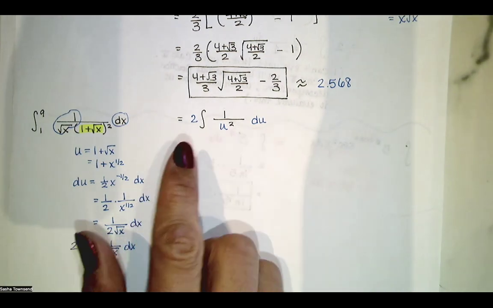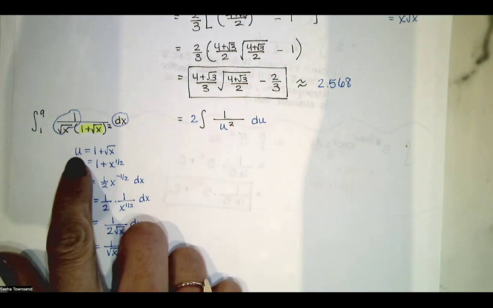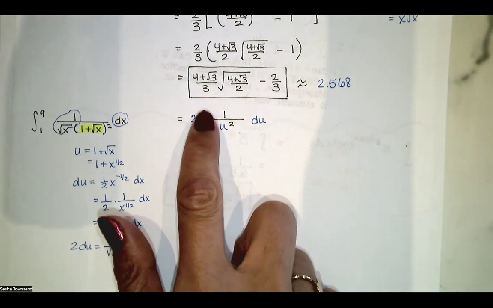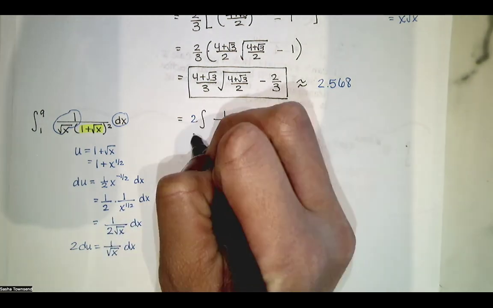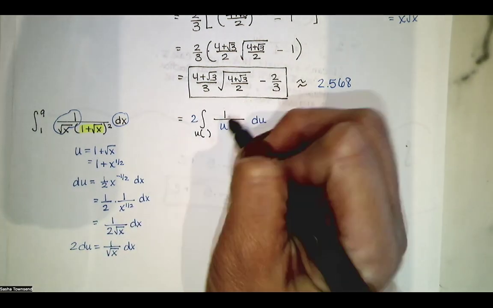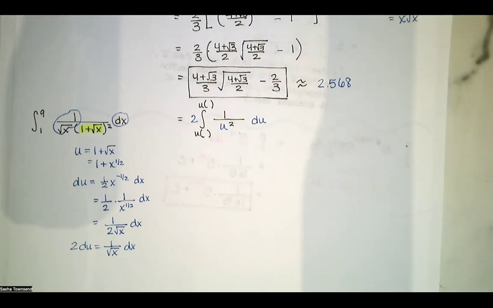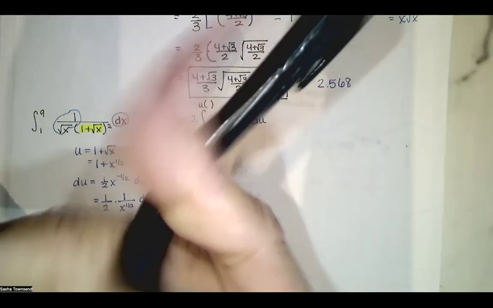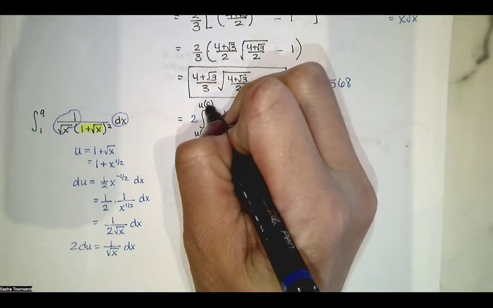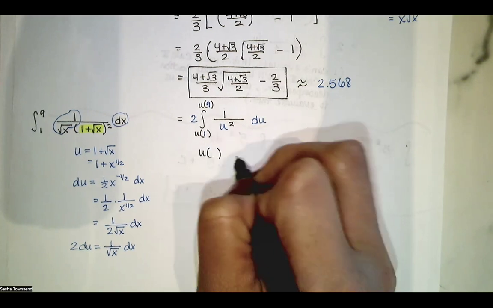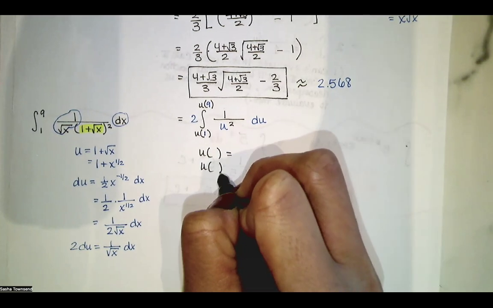We need bounds. We need to evaluate this function u at x equals 1 and x equals 9 in order to find out what our bounds are for u. If you wanted to, you could just write u evaluated at 1, going from u evaluated at 1 to u evaluated at 9. That's another way that we can represent that expression. You say, okay, well, what is u evaluated at 1 and what is u evaluated at 9? So we do u of 1 and u of 9.